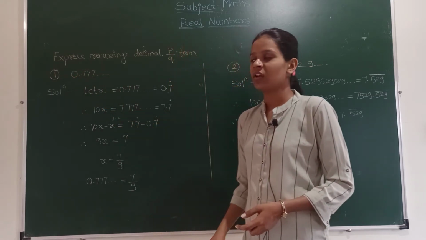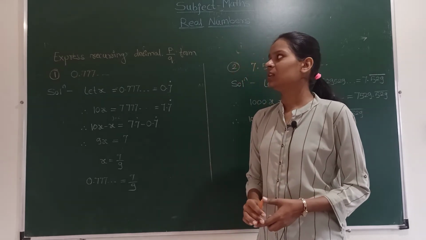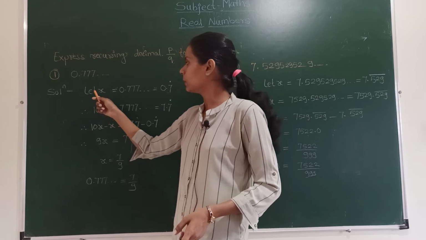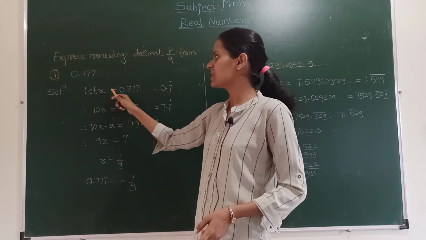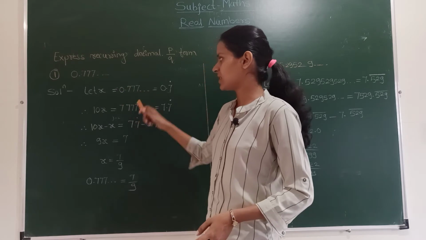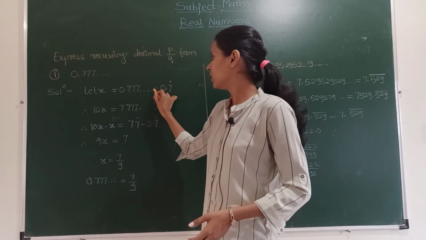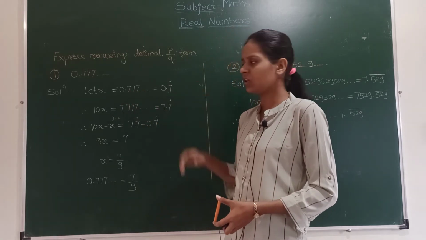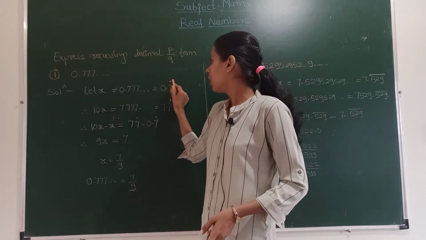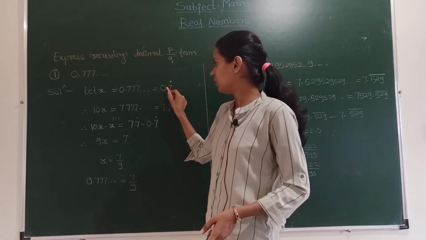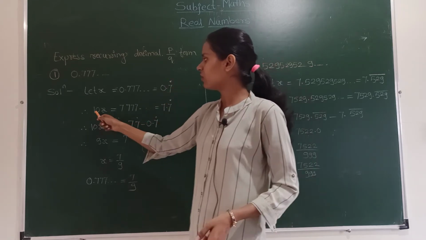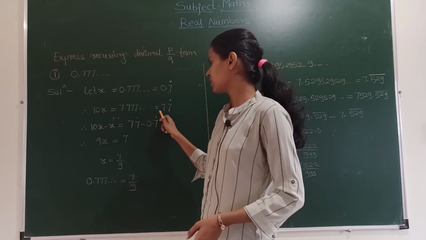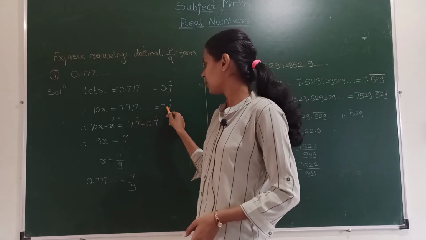0.777 and so on. We have to express it in recurring decimal form, p upon q. Solution: let x is equal to 0.777..., which we can write as 0.7 with a dot on the head of 7, because 7 is repeating constantly. There is one number before the repeat, therefore we will take 10x is equal to 7.777 and so on, which we can write as 7.7 with the dot.